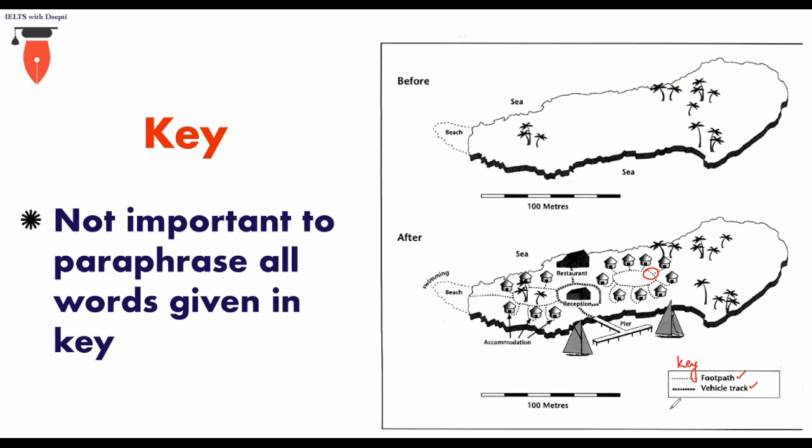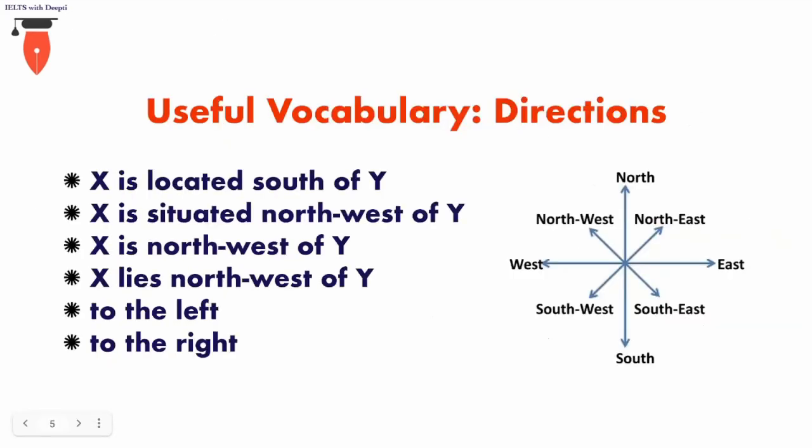So keys are very important. They'll give you more information about some kind of symbols or some kind of pictures or some kind of lines that are drawn. So keys are not only important in maps, they are also important in graphs and pie charts. So they should be paid a lot of attention to. So with this, let's quickly move to the next slide.